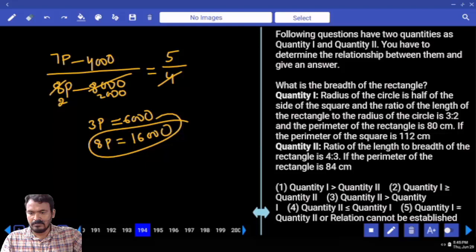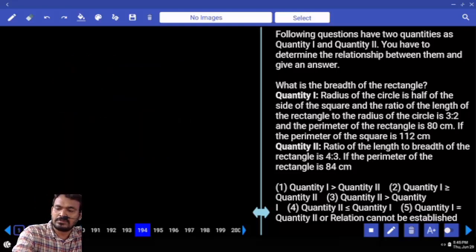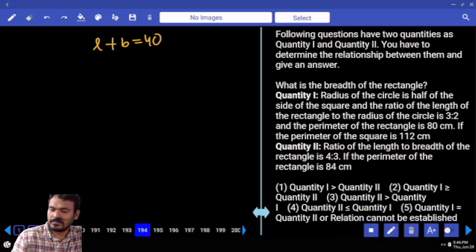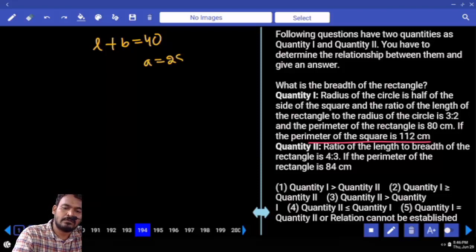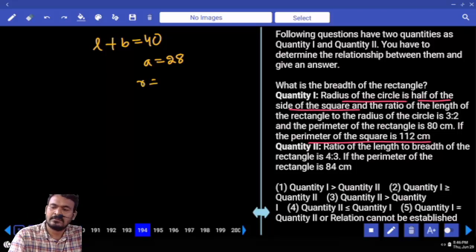So 194. What is the breadth of the rectangle? Quantity 1. The radius of the circle is half of the side of a square, and the ratio of the length of the rectangle to the radius of the circle is 3:2. The perimeter of a rectangle is 80, which means L plus B is 40. The perimeter of a square is 112. Perimeter of a square means 4A. 4A equals 112, then A is 28. What is the condition here? The radius of the circle is half of the side of a square, which means the radius of the circle is 14.